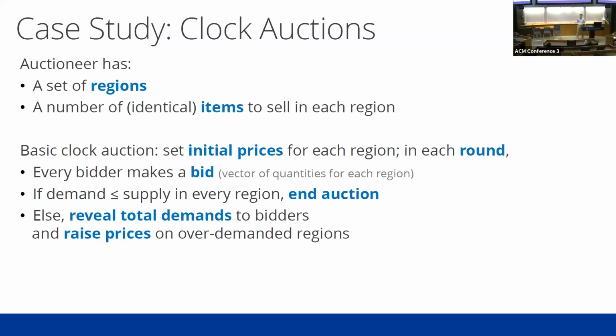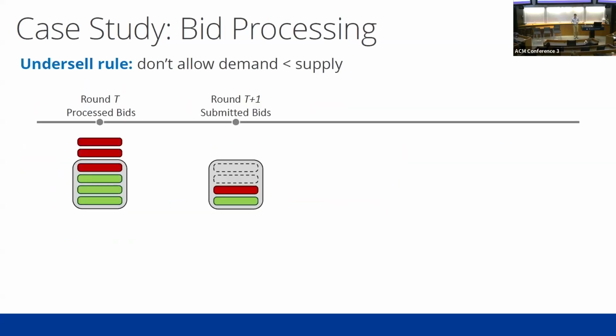If they can fulfill everyone's bids, if the demand is less than or equal to the supply everywhere, then the auction ends and everybody gets what they asked for. Otherwise, the auction continues. The auctioneer reveals some information to the bidders, like the total demand in every region, and they raise the prices on the regions that were over demanded. It's clear we need to raise the prices there so that people will have less demand. Well, this is a simple model. There are really a lot more twists in practice. Let me tell you about one.